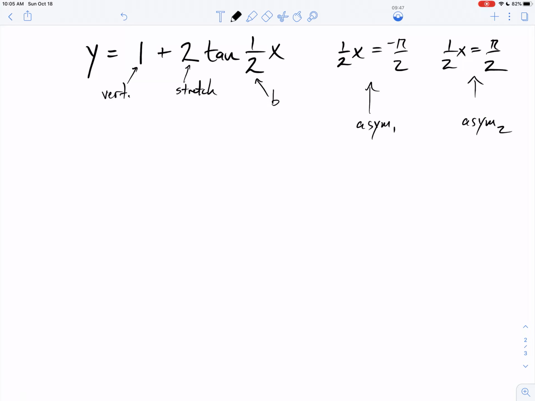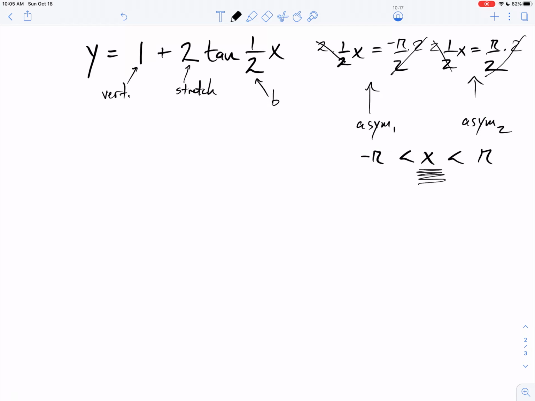And then over here I would say, you know what, I want to solve this. I'm going to multiply this side by 2 and this side by 2. Bam. I would do the same thing to both of these guys. And my first asymptote is at negative pi. Then my second asymptote is at regular pi. My graph is the information between the two asymptotes.